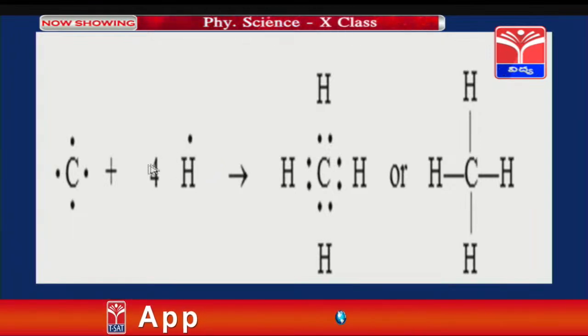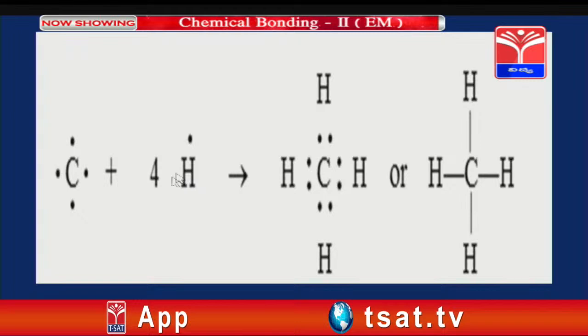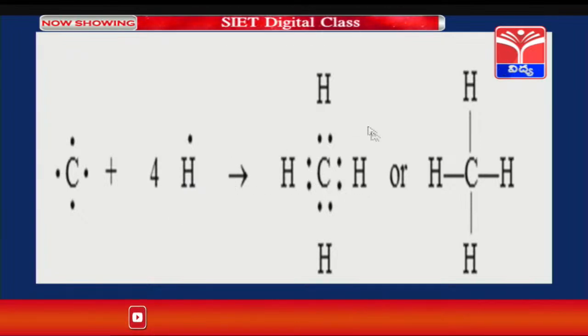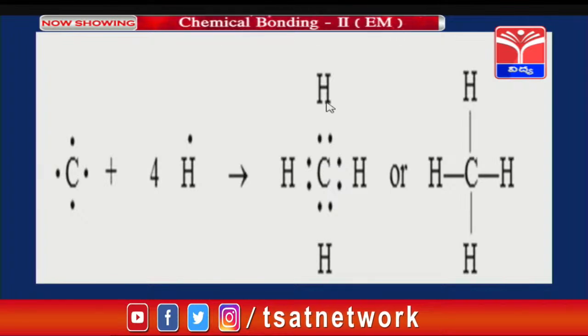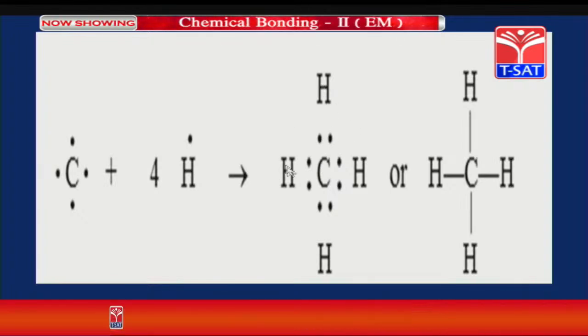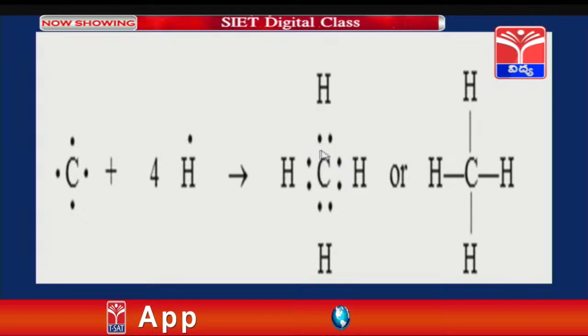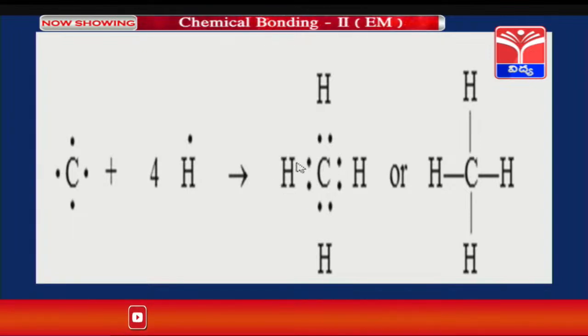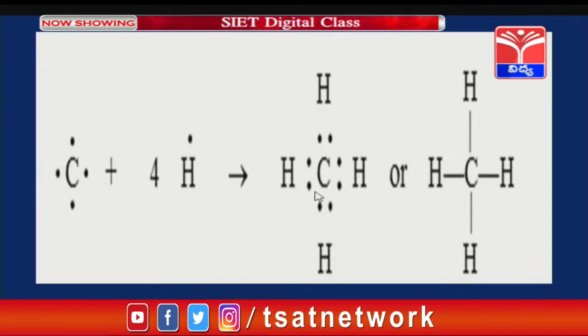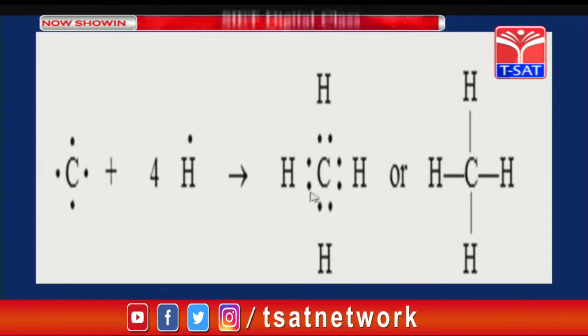So totally how many hydrogen atoms are we taking, children? We are taking 4 hydrogen atoms. And so when the hydrogen atoms and the carbon atom approach each other, the carbon is contributing 1 electron to each hydrogen atom. Thus between carbon and hydrogen, 1 single pair of electrons is shared. Here also carbon is contributing 1 electron, hydrogen is contributing another electron. Thus a pair of electrons is shared between carbon and hydrogen, forming a single covalent bond.